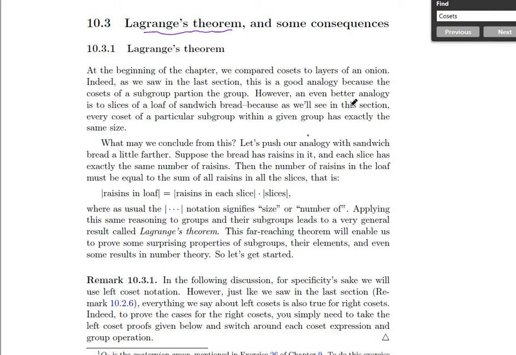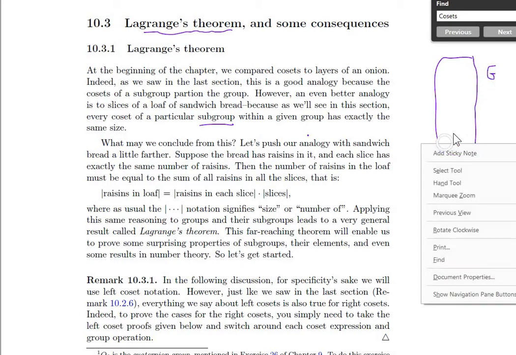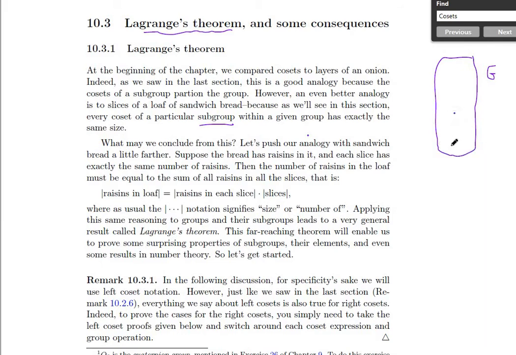Because as we'll see in this section, every coset of a particular subgroup within a given group has exactly the same size. So you should be thinking about, here's your group. This is my loaf of sandwich bread, and my cosets are partitioning this group into slices of exactly the same size.